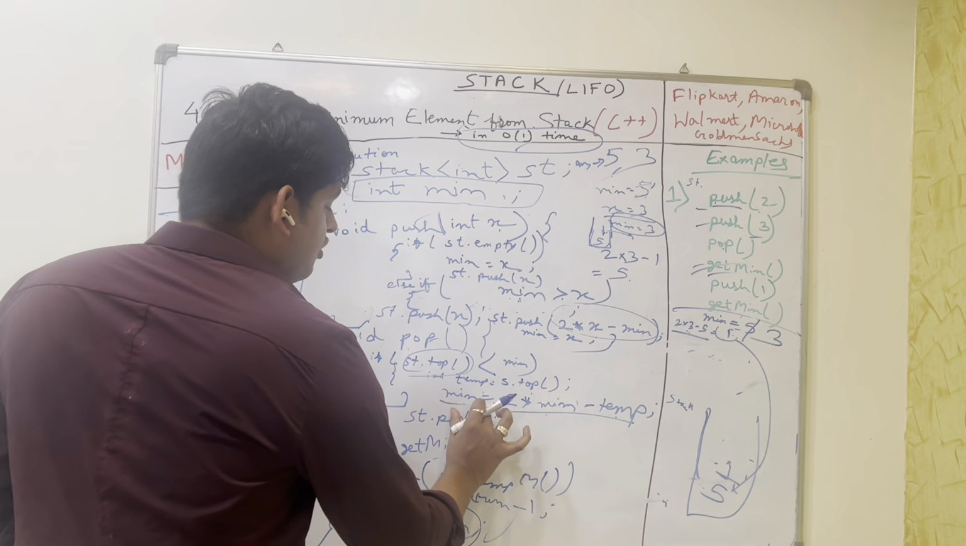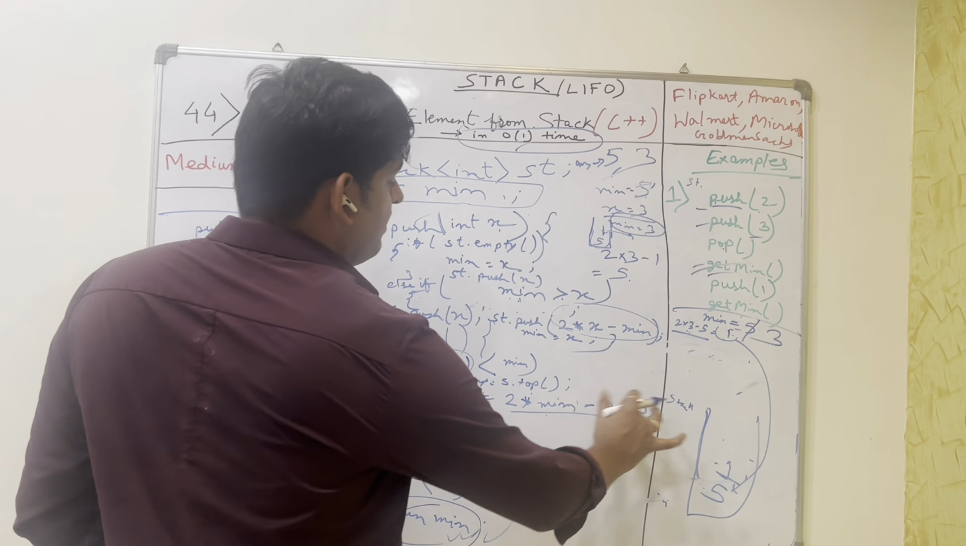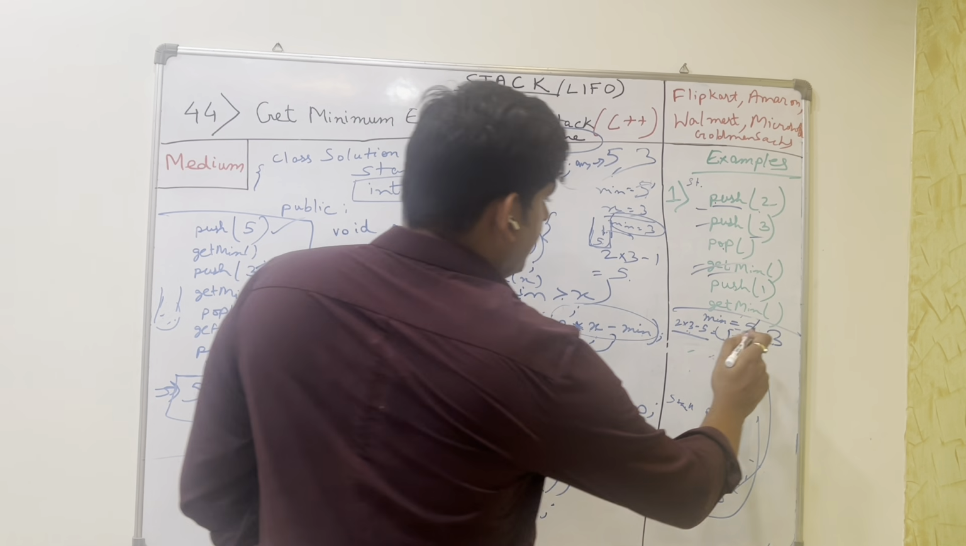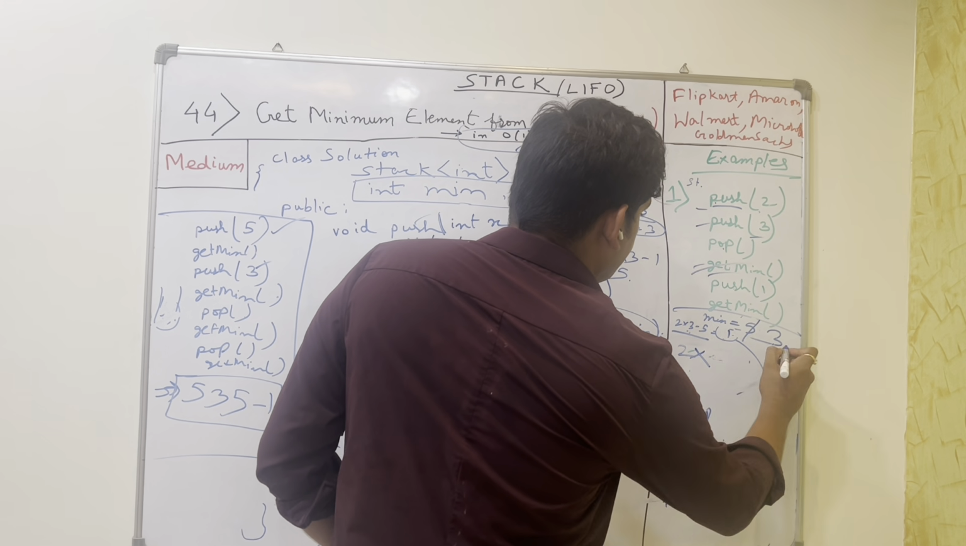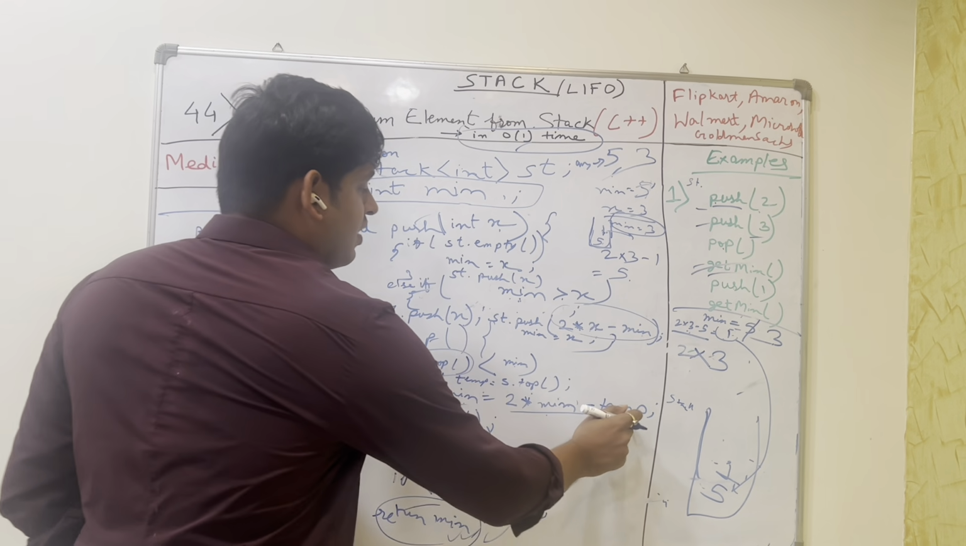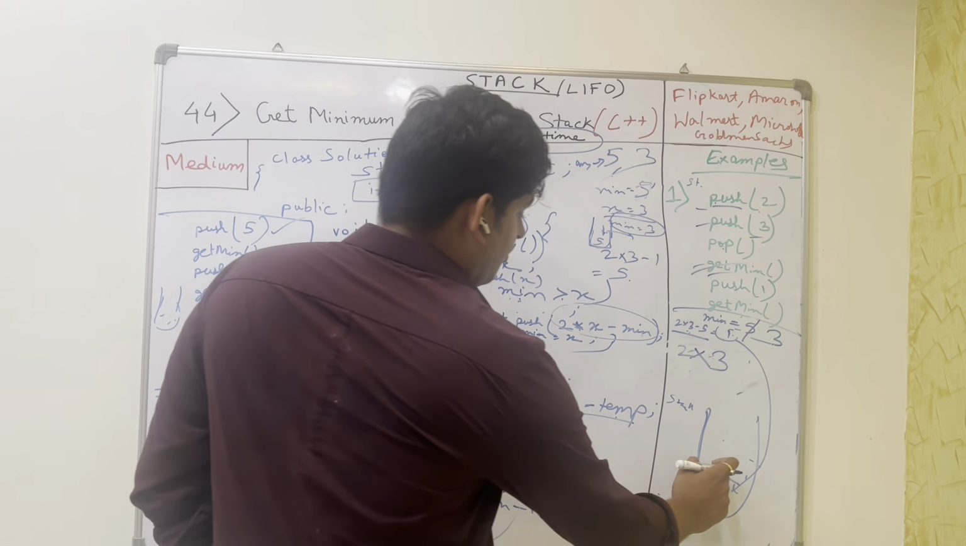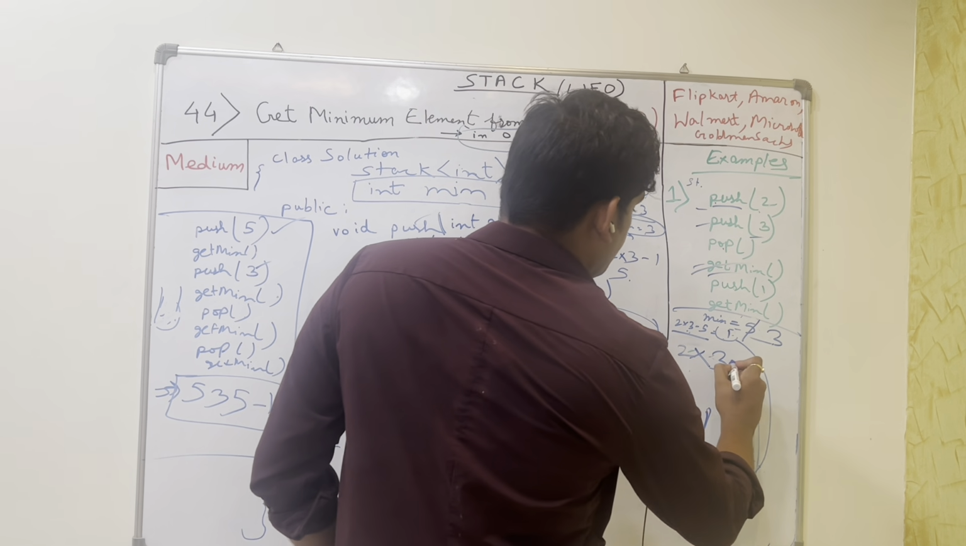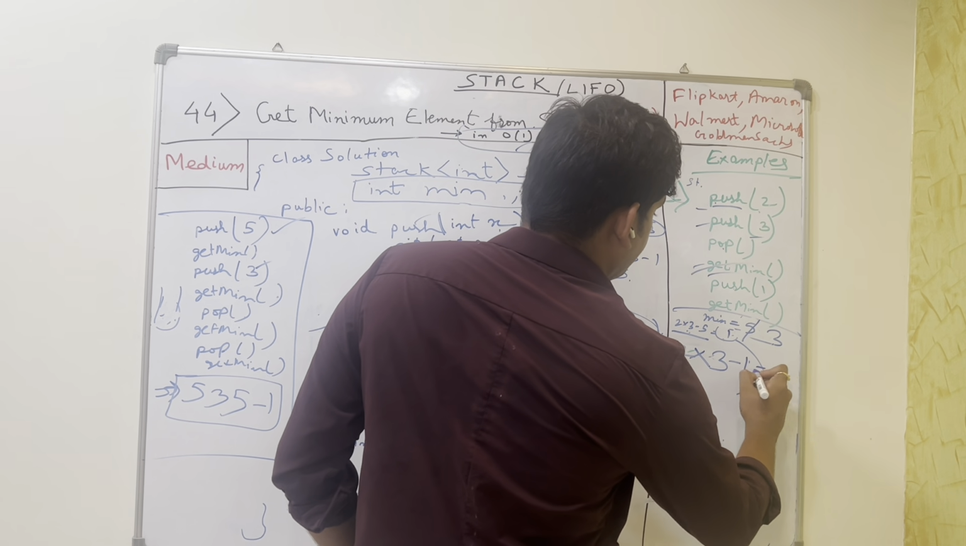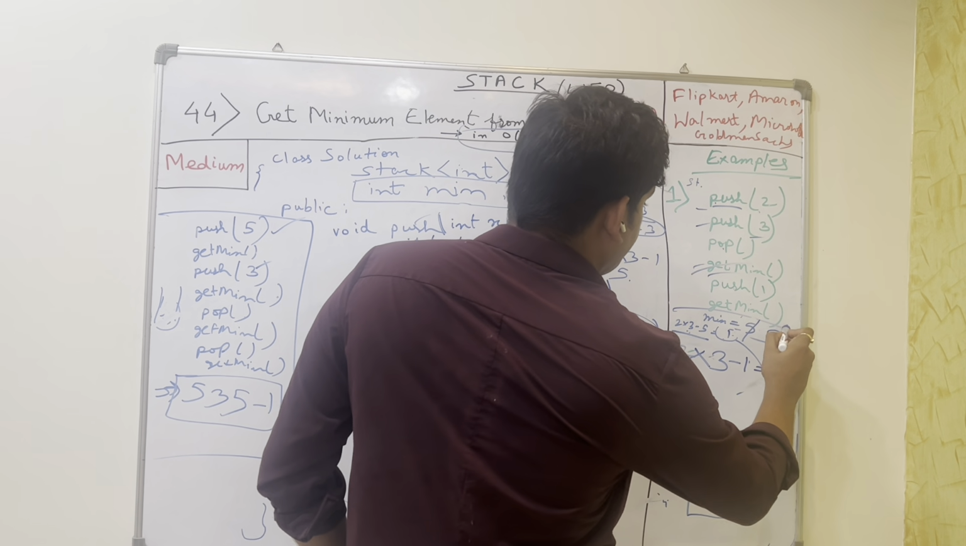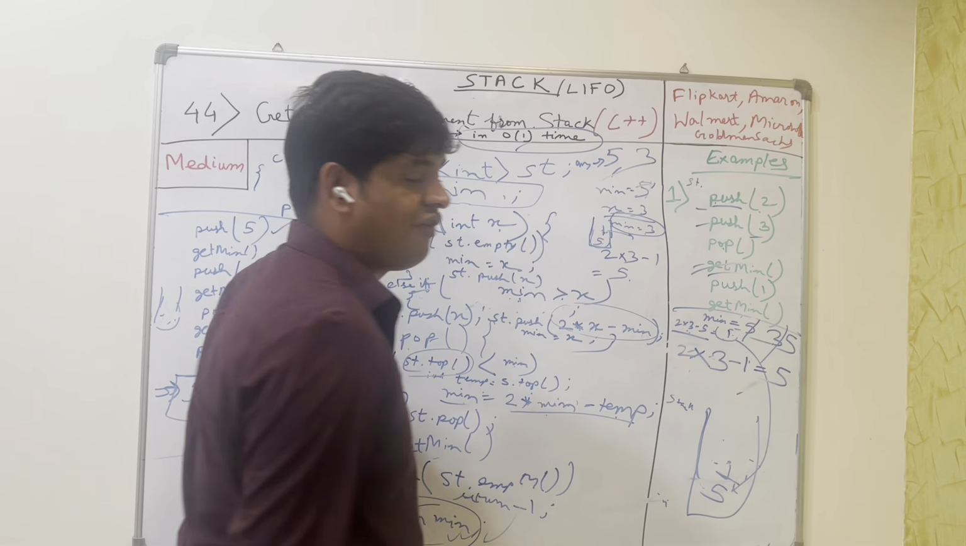So the new min will become 2 into min minus temp. So what is the min value? Min value is 3. And what was the temp value? Temp value was 1. Okay. So 2 into 3 minus 1, 6 minus 1 is equal to 5. So our min value again changes to 5.